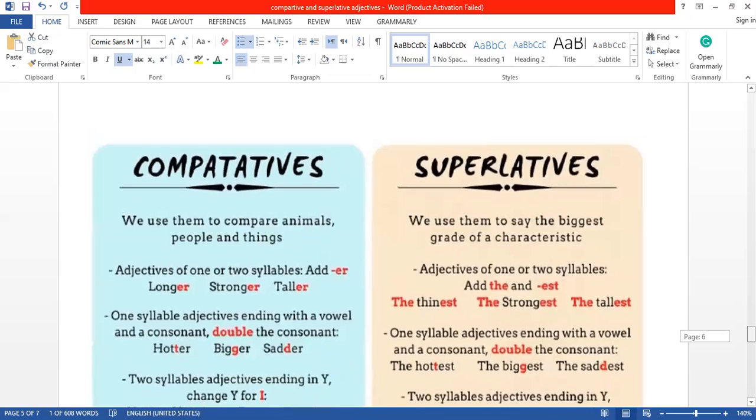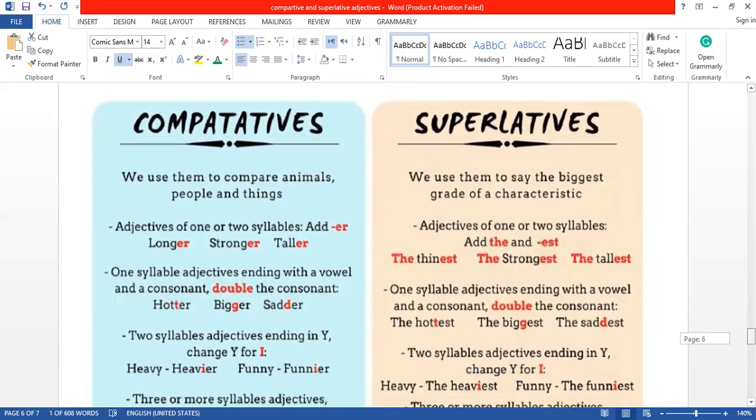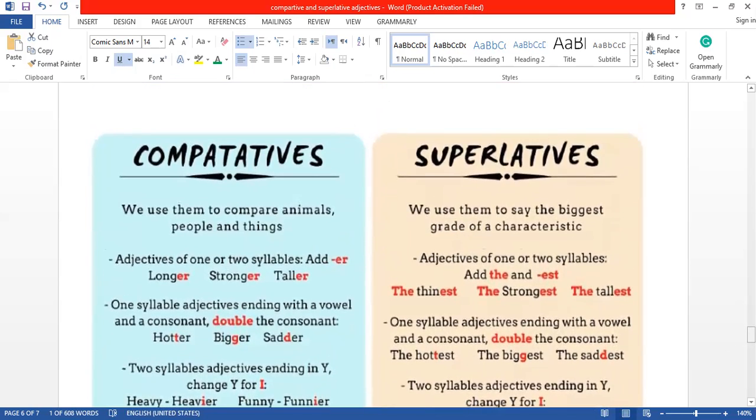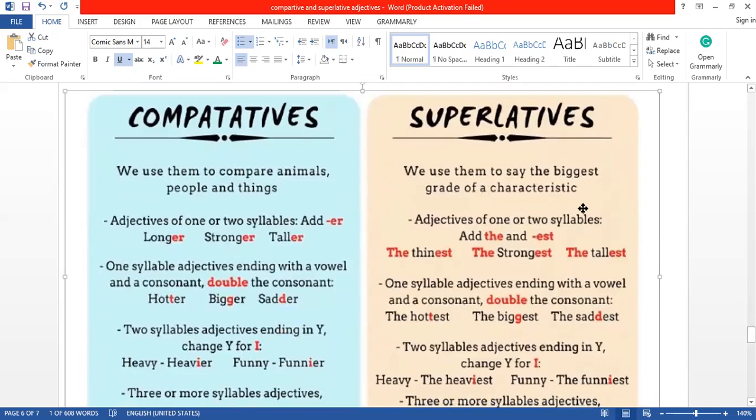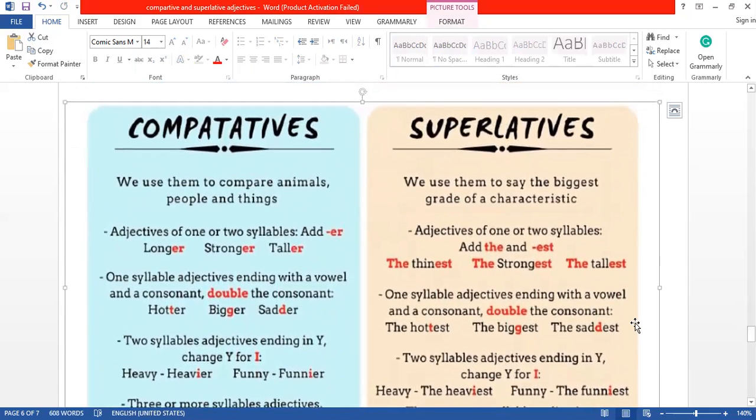So here we have a table that focuses on the difference between comparatives and superlatives. You should write or read it twice, okay? So let's read it together. We use them to compare animals, people, and things. Adjectives with one or two syllables, we add er sound. And here we add est at the end of the adjective.